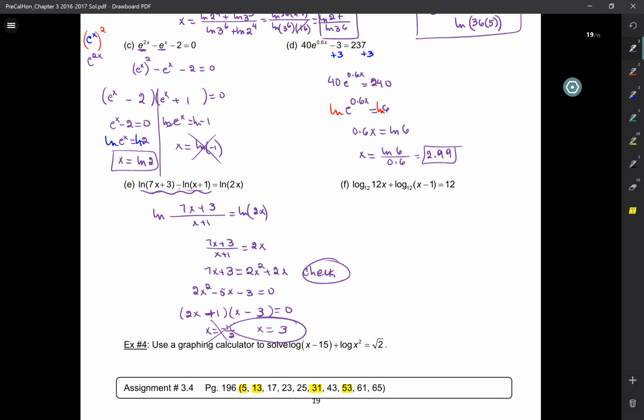And one more. We're going to condense this one as well. So it'll be log base 12, 12x times x minus 1 is equal to 12. Now, how do you get rid of a 12? How do you get rid of a log base 12? Well, we make it a power of 12.